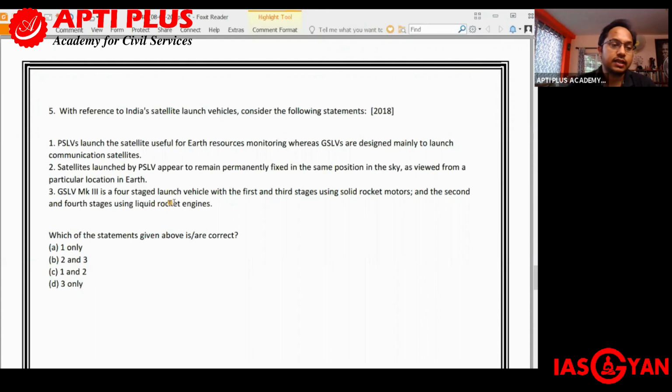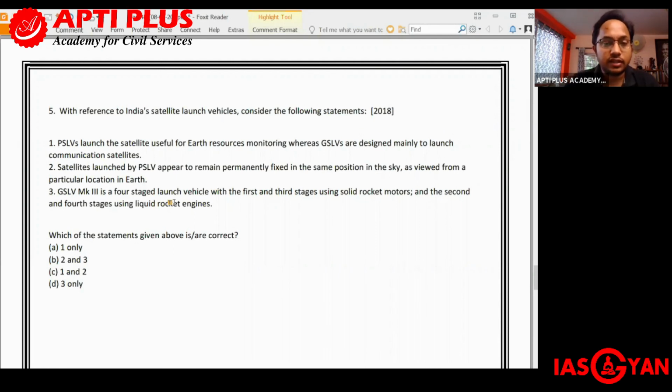Next, satellites launched by PSLV appear to remain permanently fixed in the same position in the sky as viewed from a particular location on the Earth. Third, GSLV Mk3 is a four-stage launch vehicle with the first and third stages using solid rocket motors and the second and the fourth stages using liquid rocket engines.